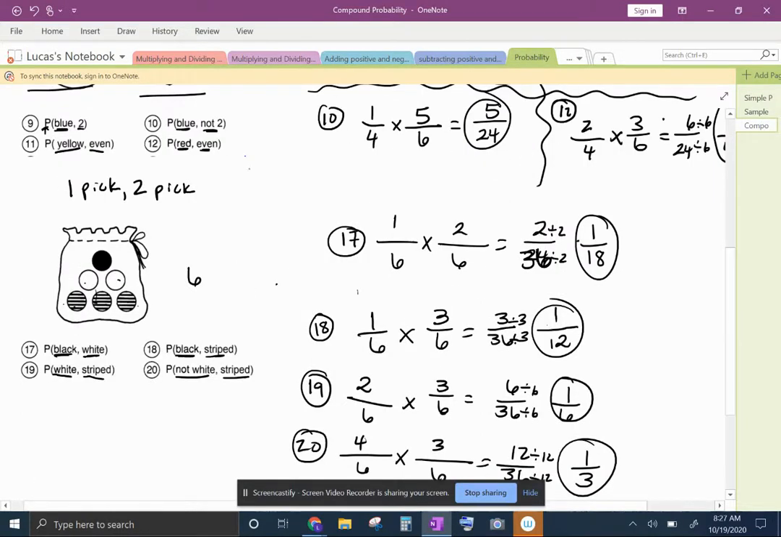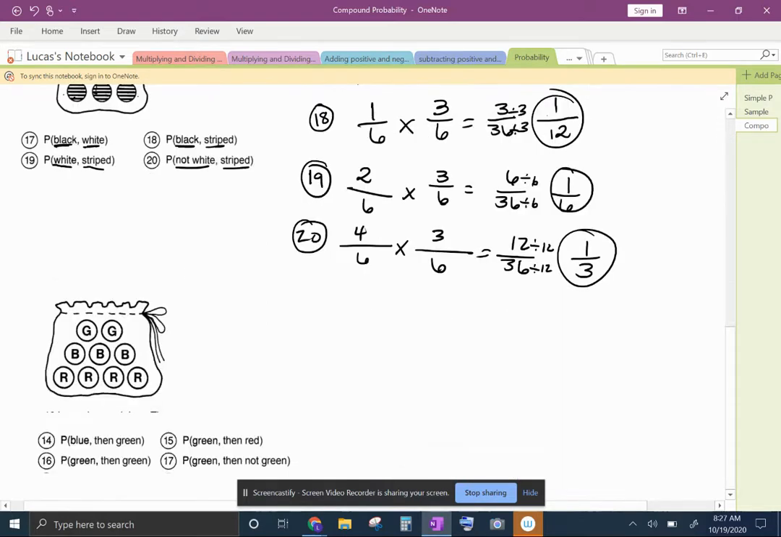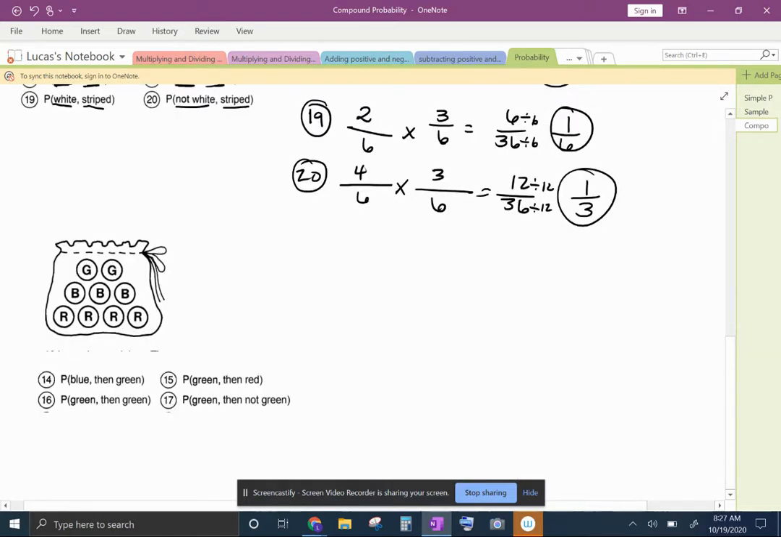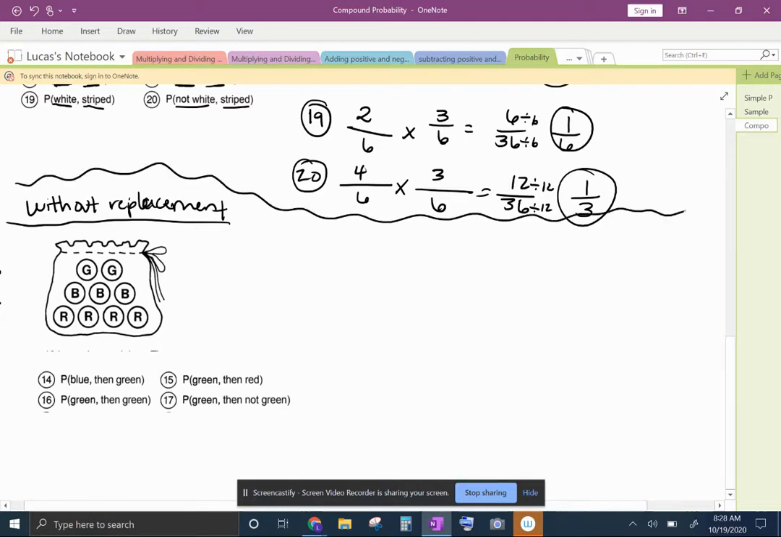Now, this is with replacement. So we replaced whatever pick we took first. With replacement, and that's what we just did. Okay. And the last thing we're going to do, but I don't want to put a lot of emphasis on it, but I'm just going to go ahead and introduce it to you, is something called without replacement. And I want us to think about how this would change before we even go into it. So let's look at number 14. So I'm going to draw little lines here so we don't get mixed up. So let's go into number 14.